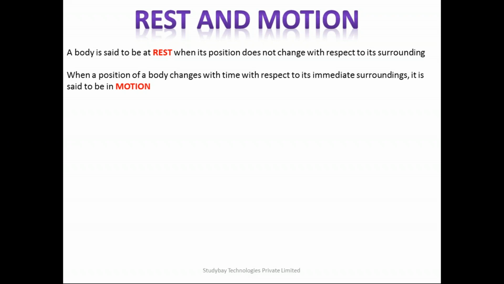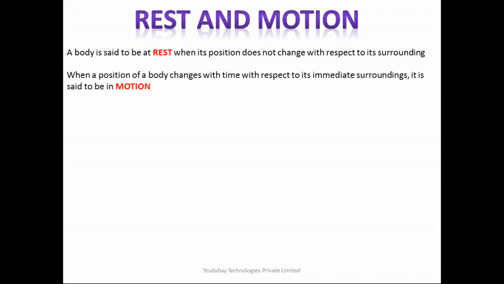Just for an example, you have a table in your room and you are sitting in your room over there, right? So do you observe any change in your position with respect to the table? If there is no change in the position with the passage of time, in that case, both the table and yourself are supposed to be at rest. But if the position of the table with respect to you, or your position with respect to the table, is changing with the passage of time, then it means that either of you is in a state of motion.